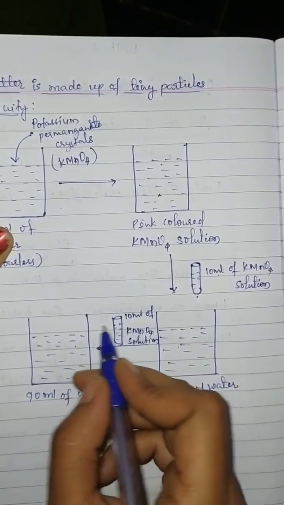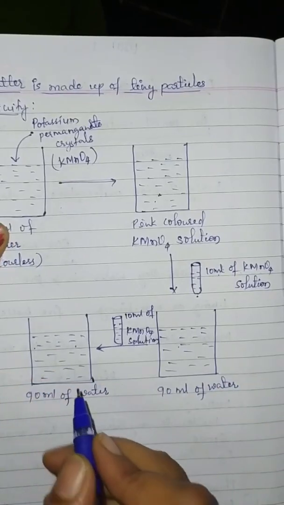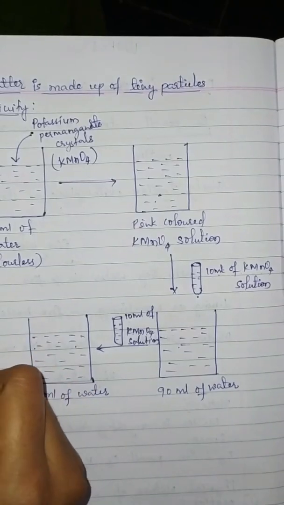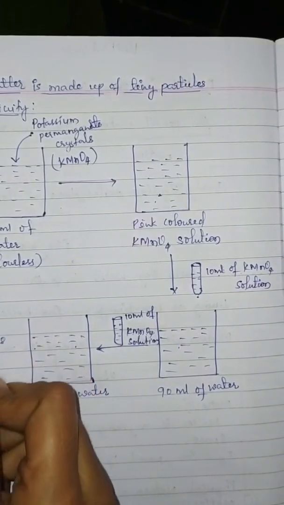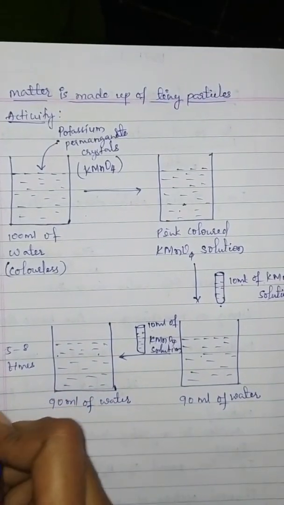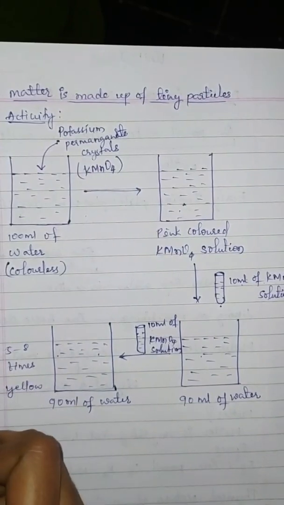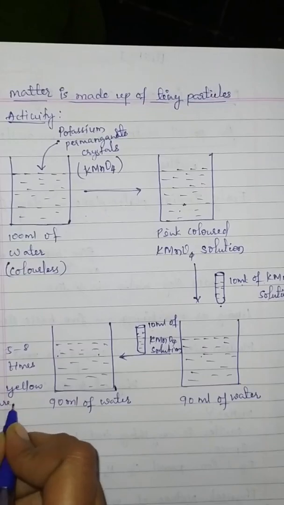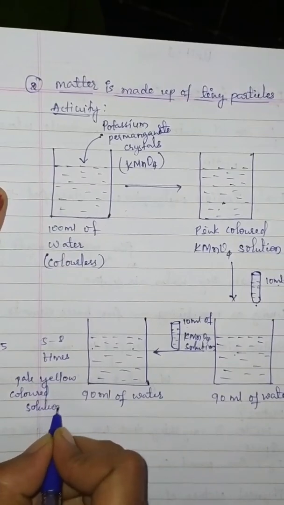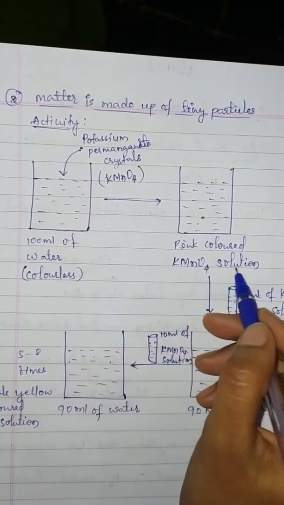Okay, this again next I will take 10 ml of KMnO4 solution, and again I will pour it into a beaker containing 90 ml of water. Okay, this process is continued for 5 to 8 times. Okay, we'll get pale yellow colored solution. Okay, here we are diluting this pink colored potassium permanganate solution.